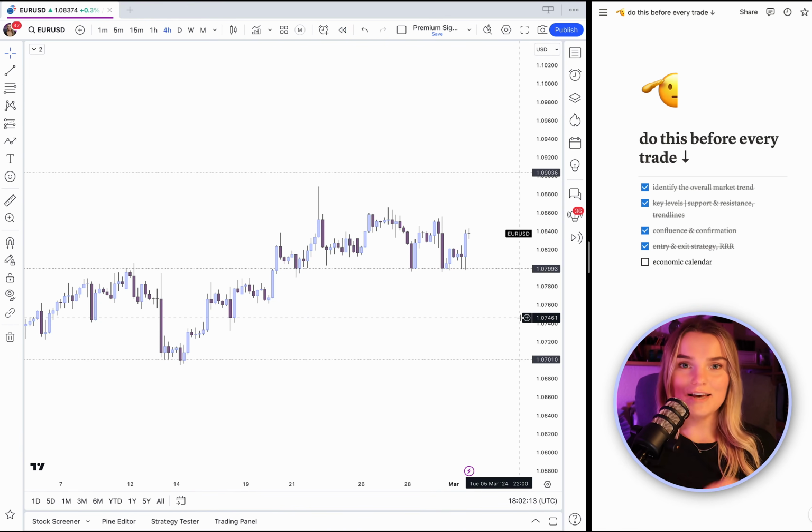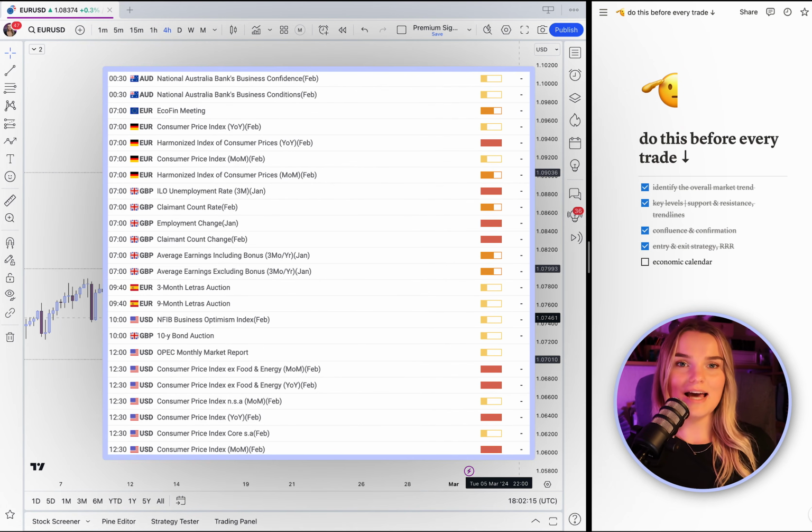So I always use FXStreet. It's simply because they have a very good label system. So for example, red will be very high impact news. Orange is the medium one, and yellow label means there will be low volatility news and probably not gonna move the market as much as the red label ones.